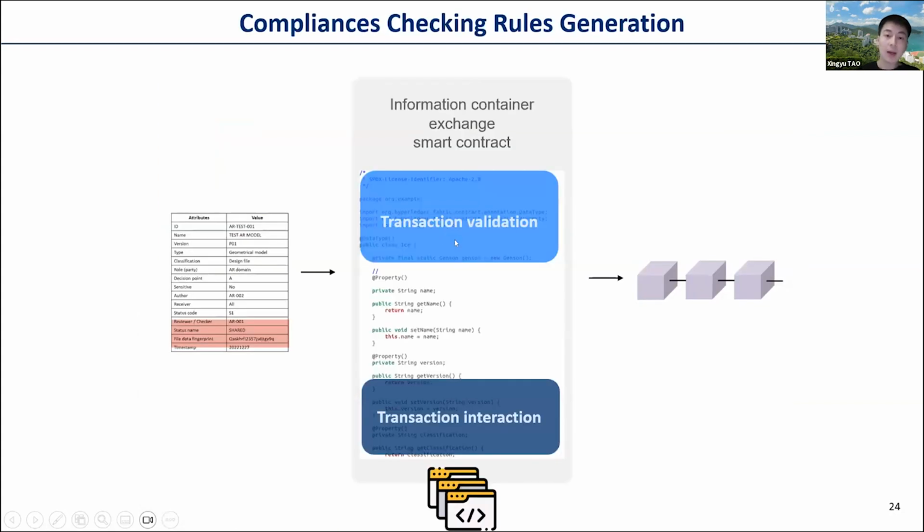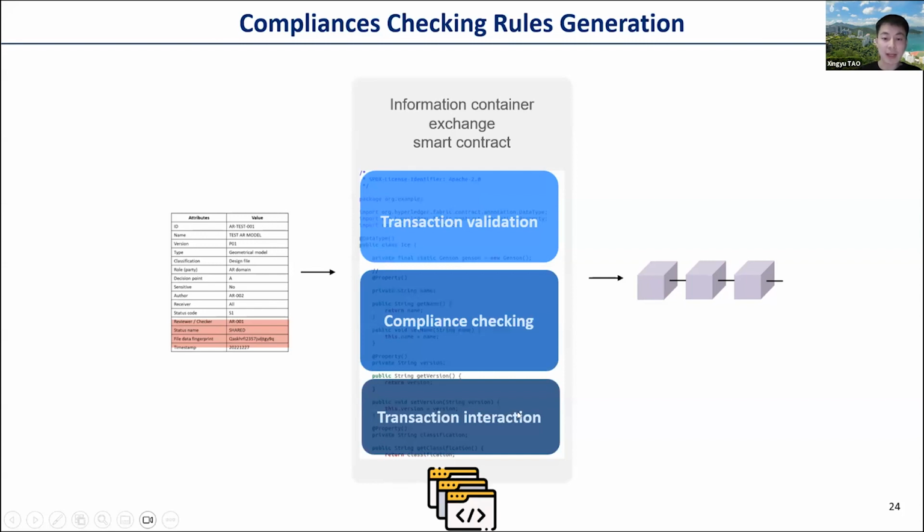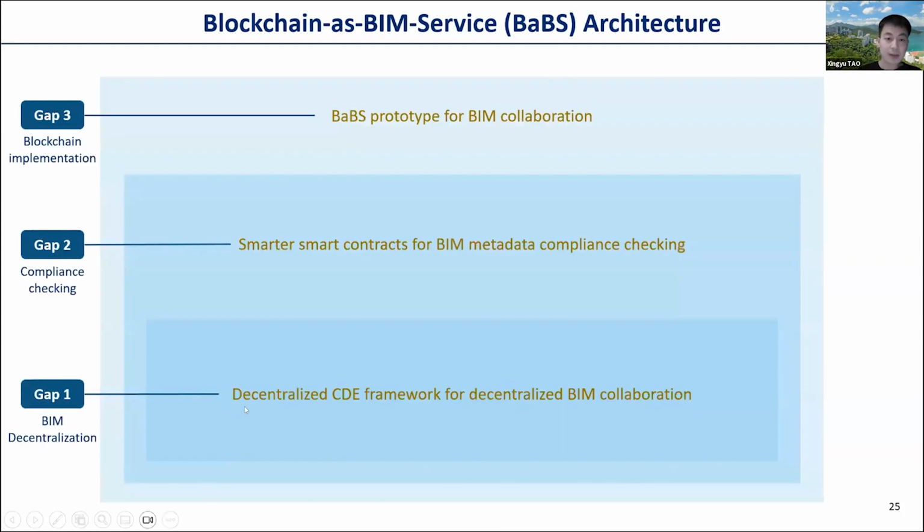And then we developed the smart contract algorithm. This algorithm has a new architecture: not only transaction validation and transaction interaction, but also a complex checking engine. Within this part, each item of the transaction will be checked to ensure the data quality that's shared in the blockchain.